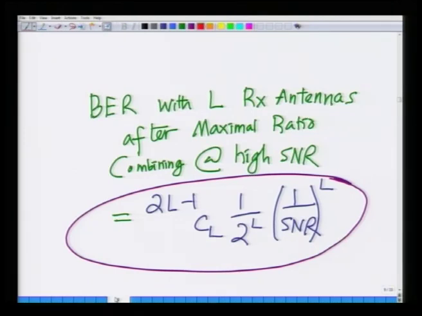of L. Remember, earlier in a wireless channel, it decreased only as 1 over SNR when you had a single receive antenna. Now, we are saying that when we have multiple receive antennas, this bit error rate decreases as a function of 1 over SNR to the power of L. Alright. And we did a simple example.